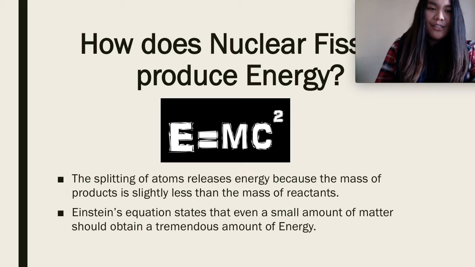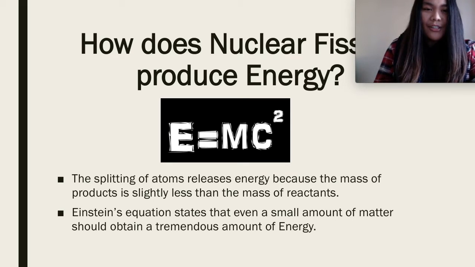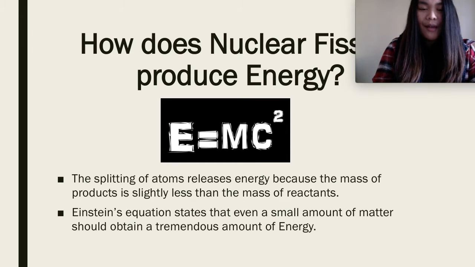How does nuclear fission produce energy? Like a biological fission, the uranium atom is splitting into smaller atoms such as barium and krypton when bombarded with neutrons. When this occurs, the mass of the products is slightly less than the mass of the reactants. Because of this, even when it is only a slight mass difference, Einstein's famous equation states that it is possible to obtain a tremendous amount of energy from a small amount of matter. To put it into context, 1 kilogram of uranium-235 undergoing nuclear fission produces the same energy as burning 3 million kilograms of coal.